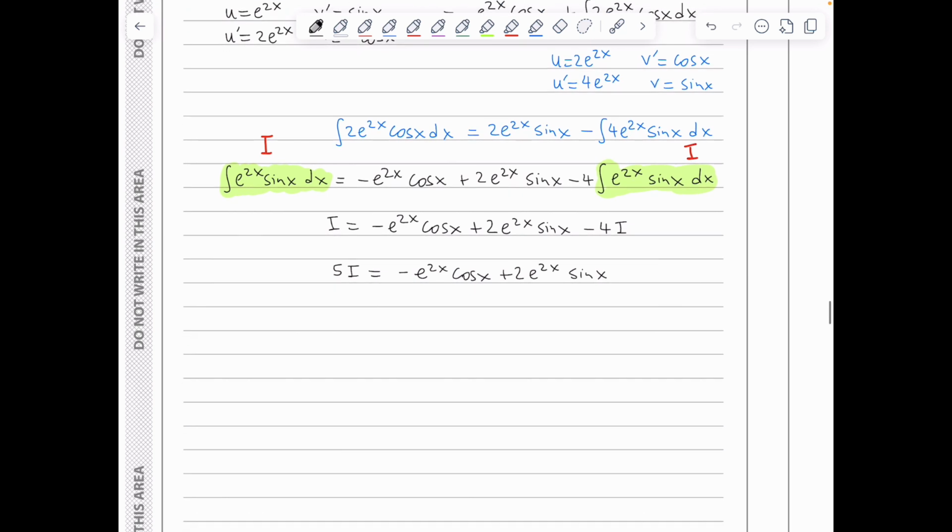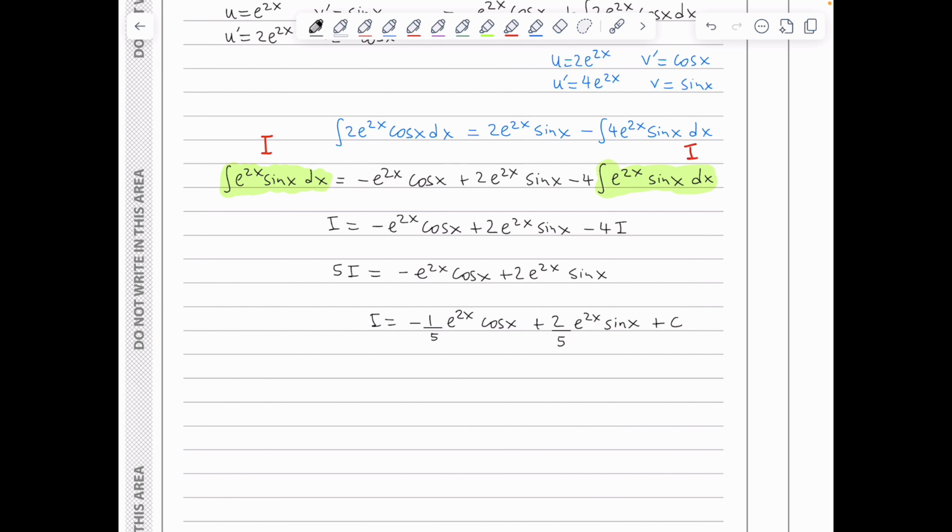I will divide everything by 5, leading to I being minus 1 over 5 e to the 2x cos x plus 2 over 5 e to the 2x sine x, and we also need a constant of integration because this was an indefinite integral.